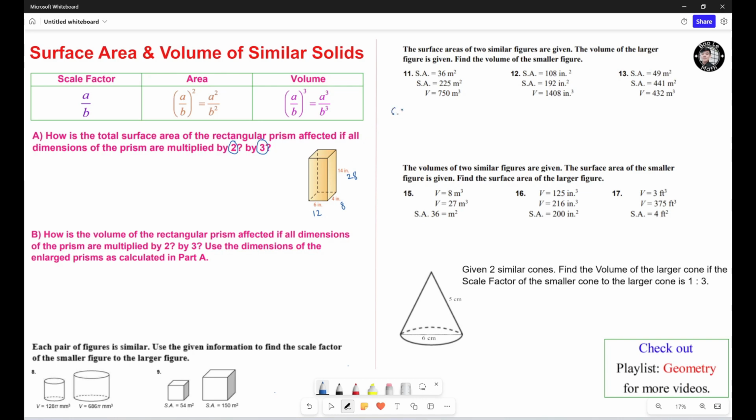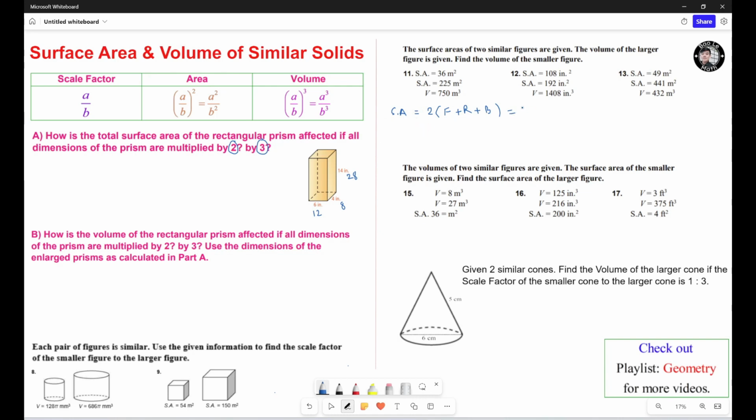Now we need to find the surface area of the original figure. So the surface area of the original figure equals 2 multiplied by the area of the front plus the area of the right plus the area of the bottom, right? Because the front and the back should be the same. The right and the left should be the same. The bottom and the top should be the same. So basically, I just calculate the area of 3 faces and multiply by 2. I get the total surface area, right?